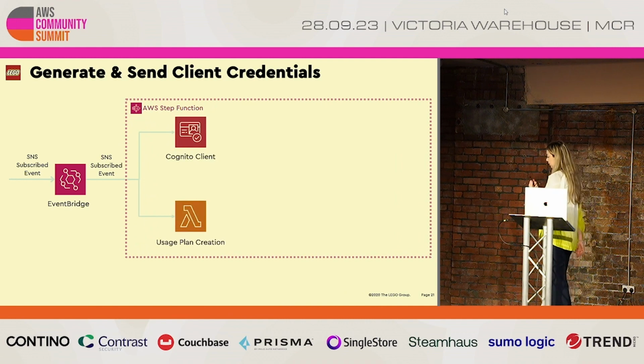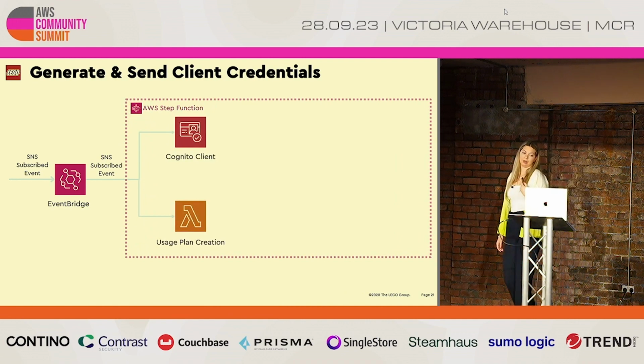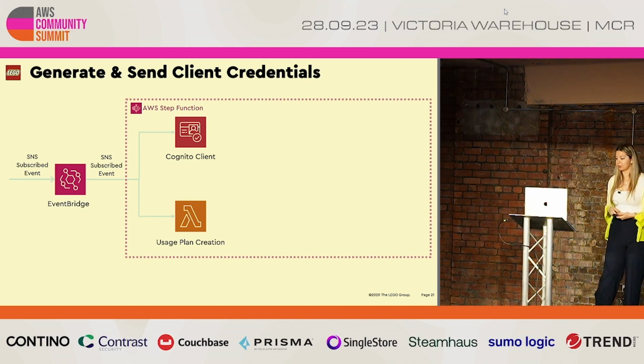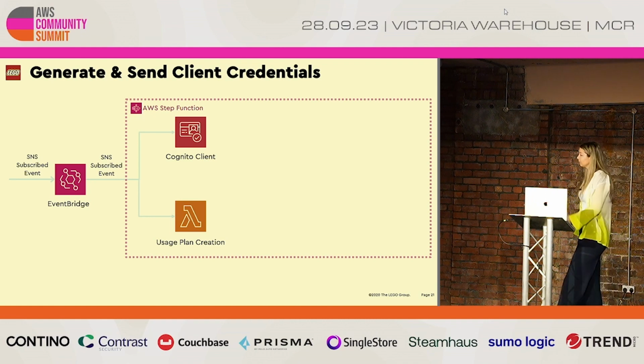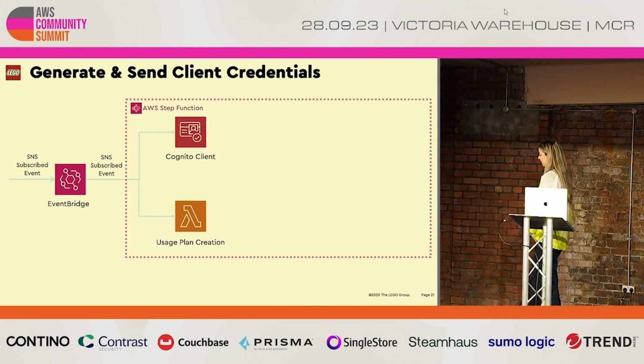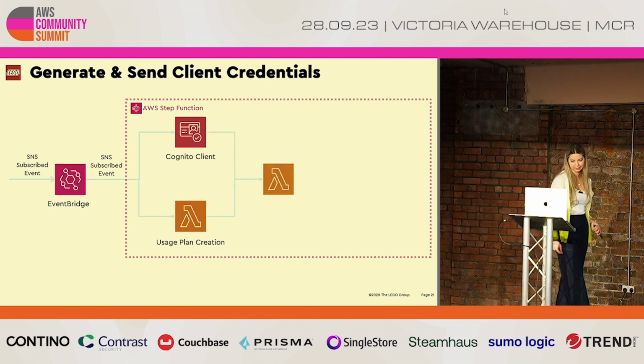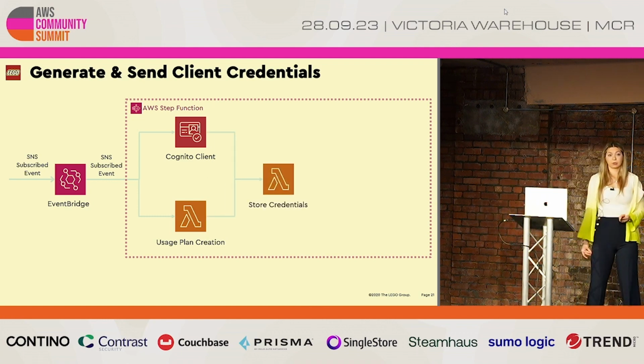We create our Cognito client, where we specify our scopes and the token validity and any other parameters that you might want to specify. You also create the usage plan in parallel with that, and make sure you also create the API key with that and link it. Then you move on and you store those credentials.